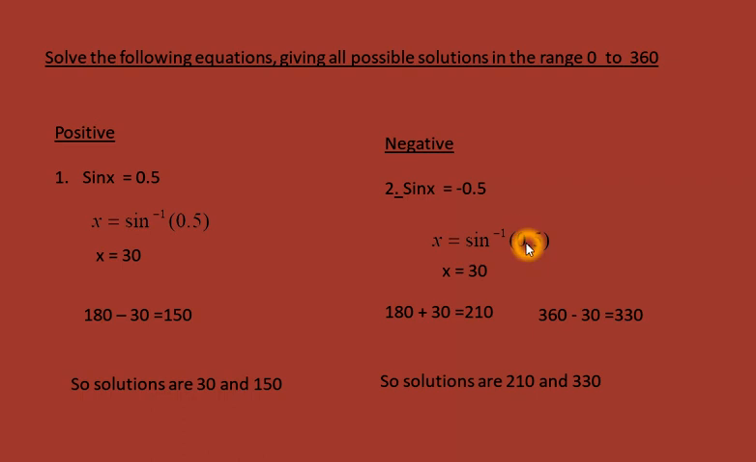If the question is like sin x is equal to negative 0.7, you have to find sin inverse 0.7. Don't use sin inverse negative 0.7. First find sin inverse 0.7. Then, add that value to 180, that is one solution. Then 360 minus that value, that is the other solution.